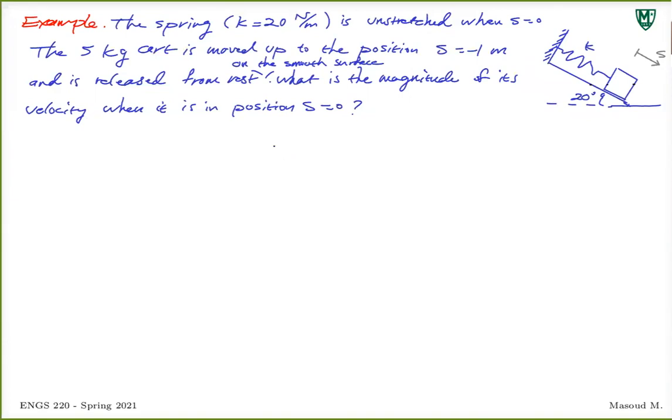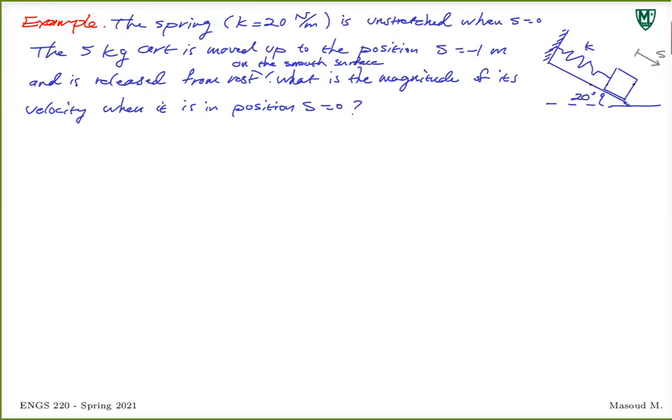We have a mass attached to a spring on a sloping surface. The problem statement tells us that we push the mass up to some position s equals -1, s being measured from the origin as represented on the figure. We go 1 unit up, -1 meter, and then we release this mass on this smooth surface, so there is no friction involved.